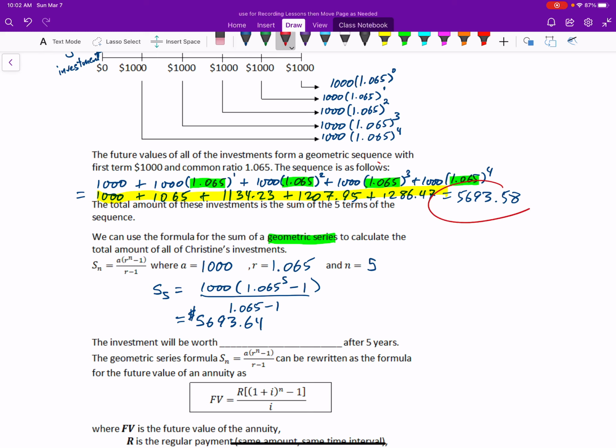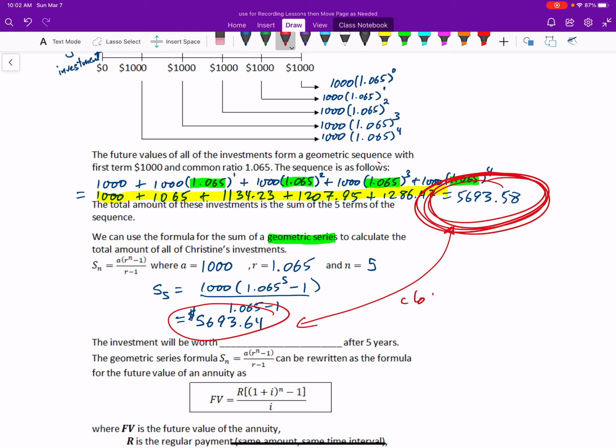So compare that to this. Identical? No. Similar? Yes. The difference is in the rounding, because of the fact that I've been rounding in this one here. It's not quite right. So they're close, but this one would actually be correct. So this formula that actually does it in an easier way, doing it all at once, is the correct answer. And that's what goes in this spot here. $5,693.64 is what the investment's worth.